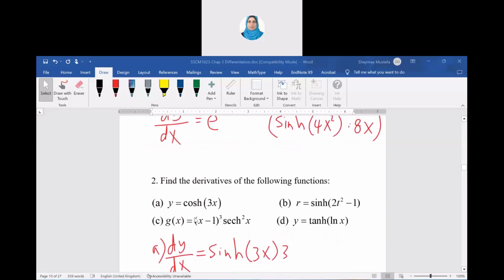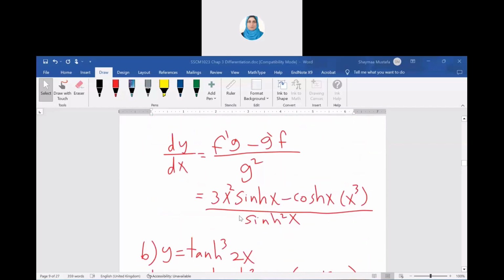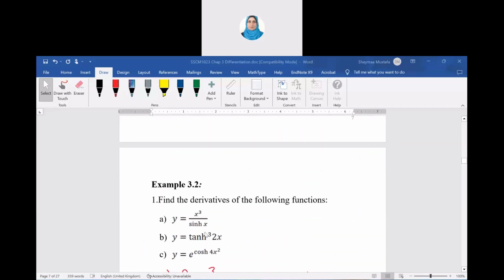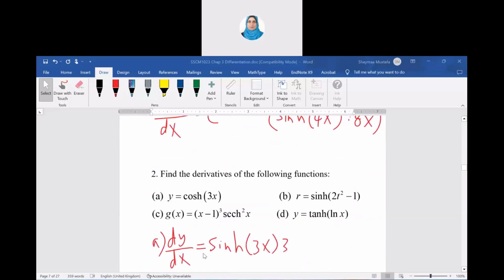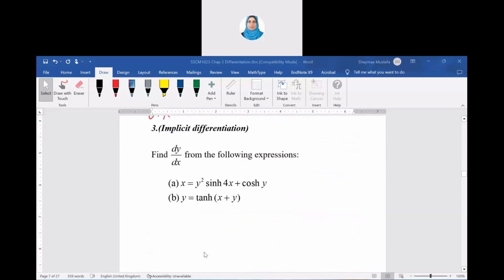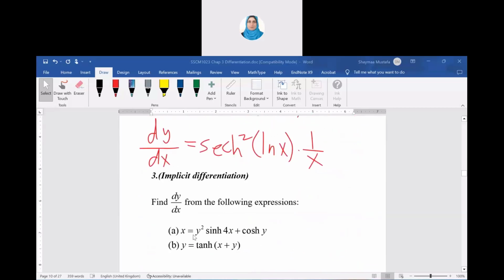For all our previous examples, I have y on one side and the other side includes x only. So we can find the derivative directly. But like this example, both sides have x and y. y and x cannot be separated. Here we have x, but on this side I also have x and y.